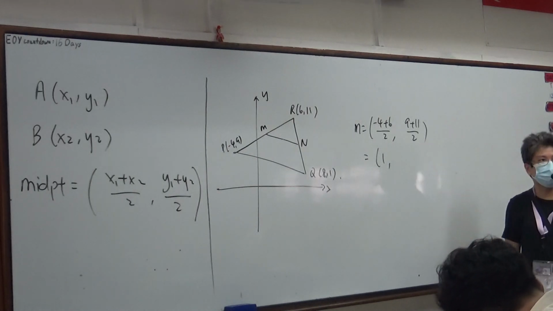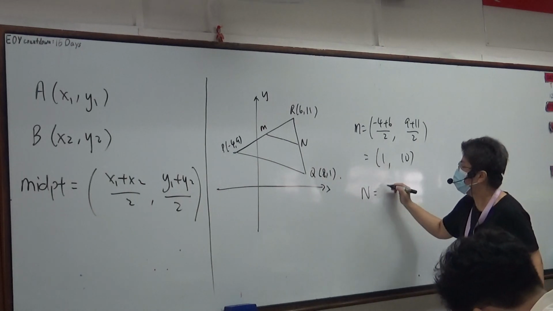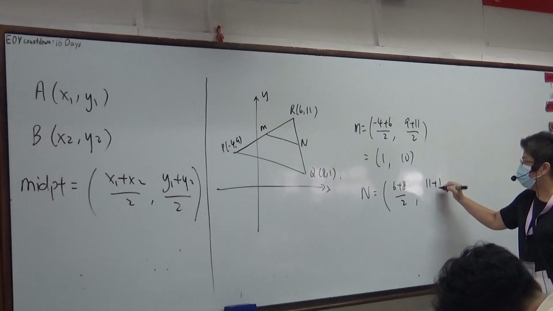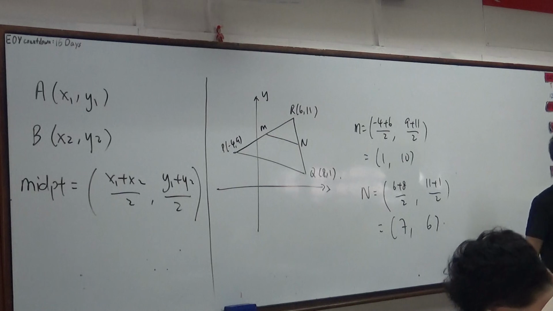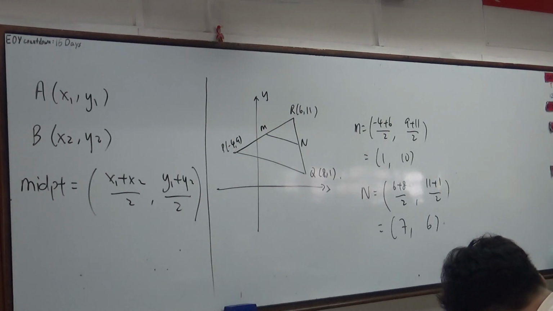What about this? Then, what about N? 6 plus 8 over 2, 11 plus 1 over 2. 7, 6, right? So this first part, you will have no problem. It will be 1 mark each. It cannot be 4 marks like that. Do you understand? Okay, so these are the midpoints. Are we clear? Okay, next part.